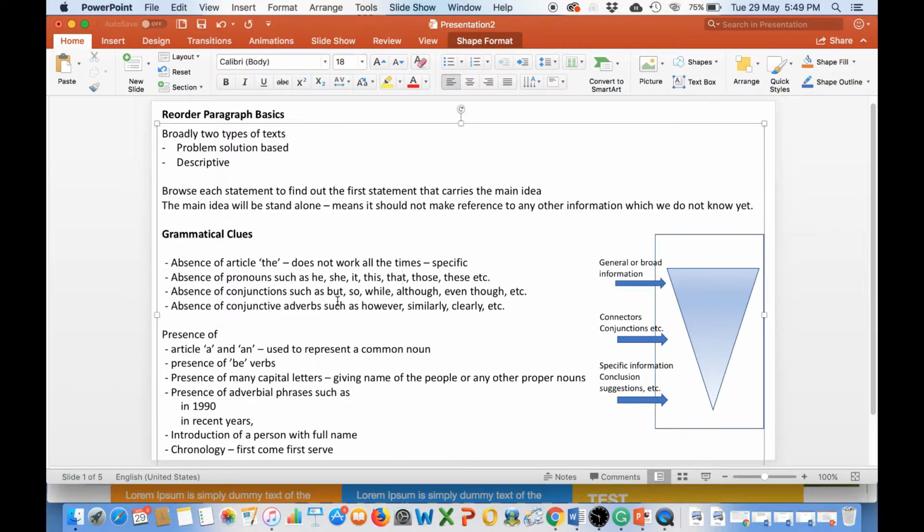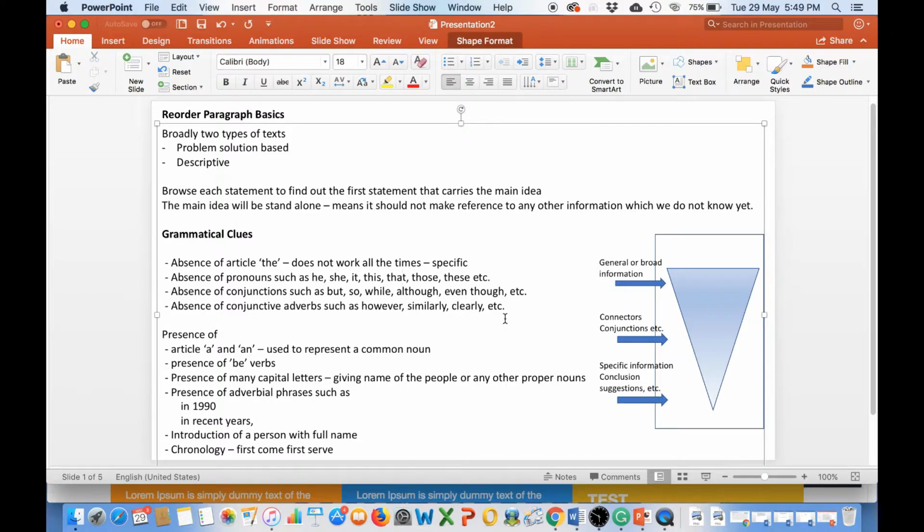Now, absence of conjunctions such as but, so, while, although, even though, though. There are two types of conjunctions. Coordinating conjunctions, which are FANBOYS: for, and, nor, but, or, yet, so. Then you have subordinating conjunctions such as if, because, although, though, even though, while. Then you have another group, conjunctive adverbs such as similarly, however, clearly.